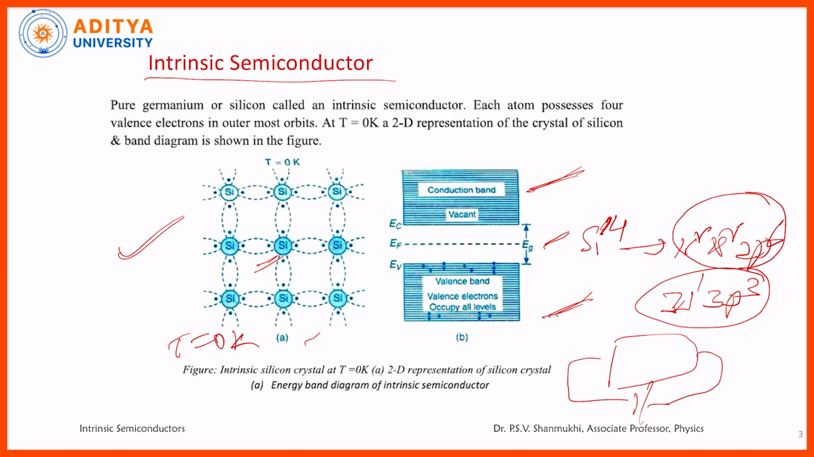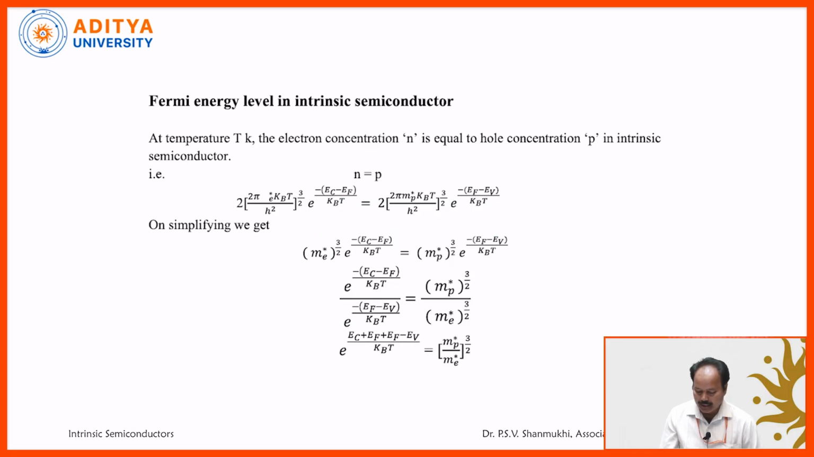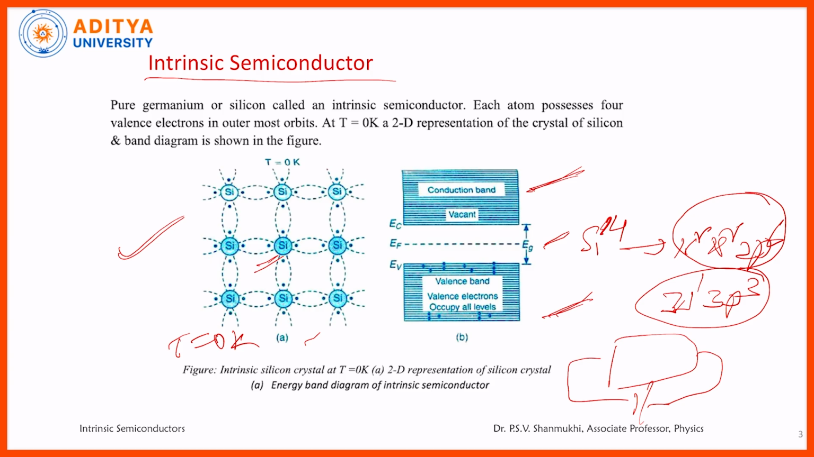Other than 0 K, what happens? As the temperature rises, if T is not equal to 0 K, because of the rupture of covalent bonds, some free electrons will be available. As we increase the temperature, an electron goes to the conduction band, and where it left there is a deficiency of an electron, nothing but a hole. One more electron goes to the conduction band, and one more hole is created. In that way, electrons go to the conduction band, creating holes in the valence band.